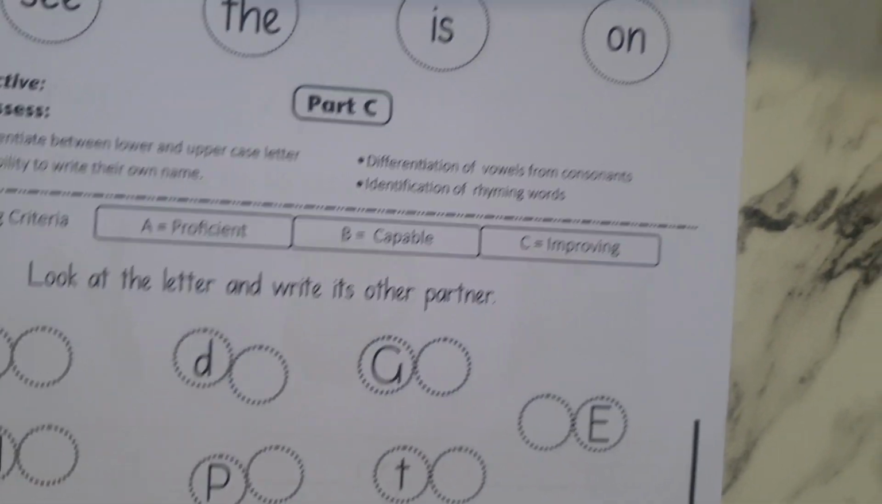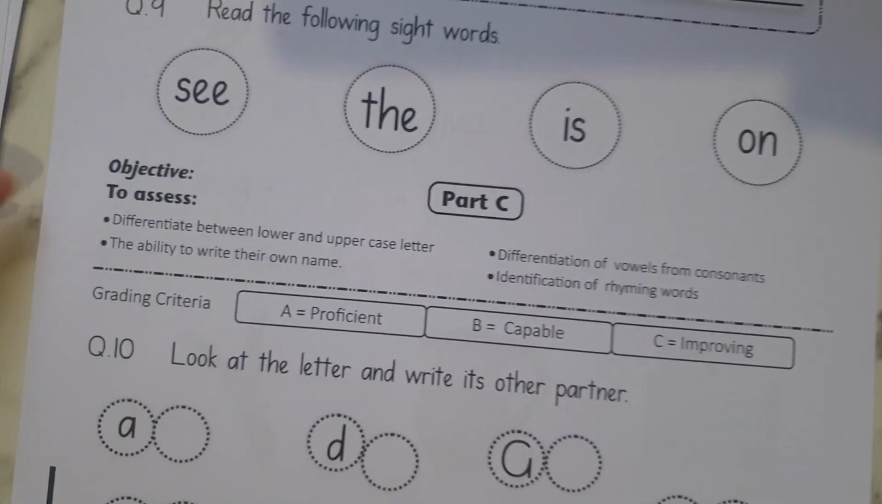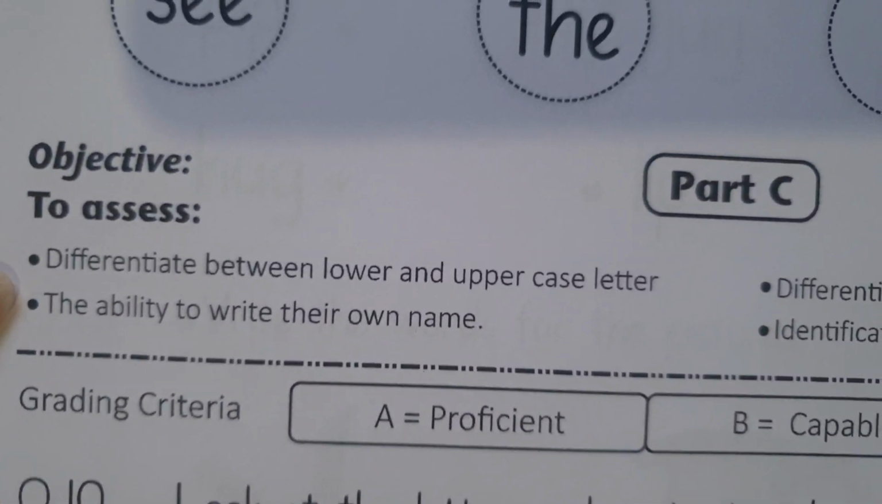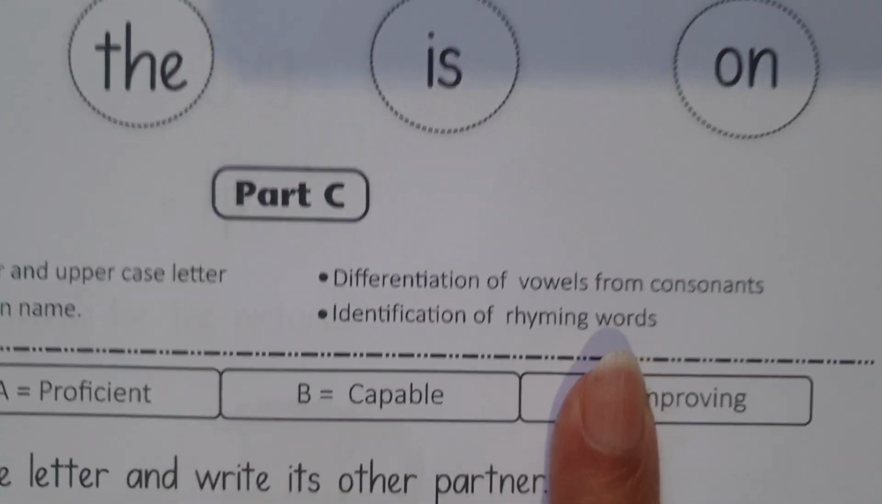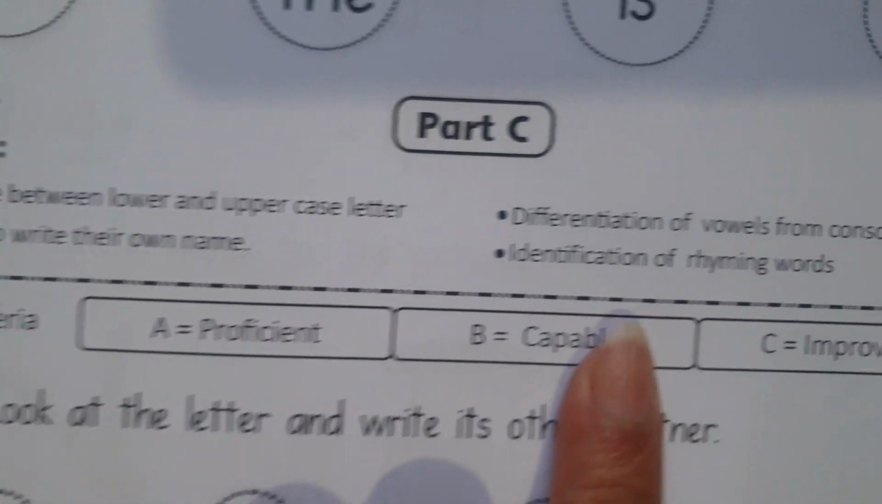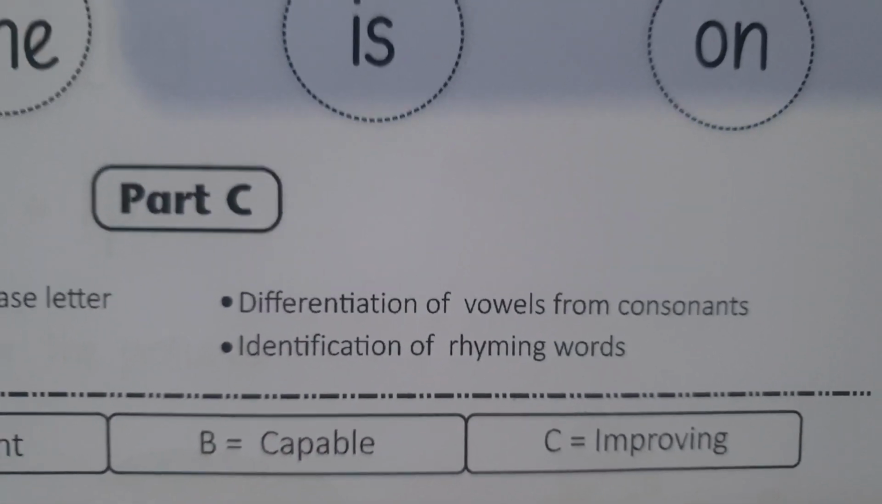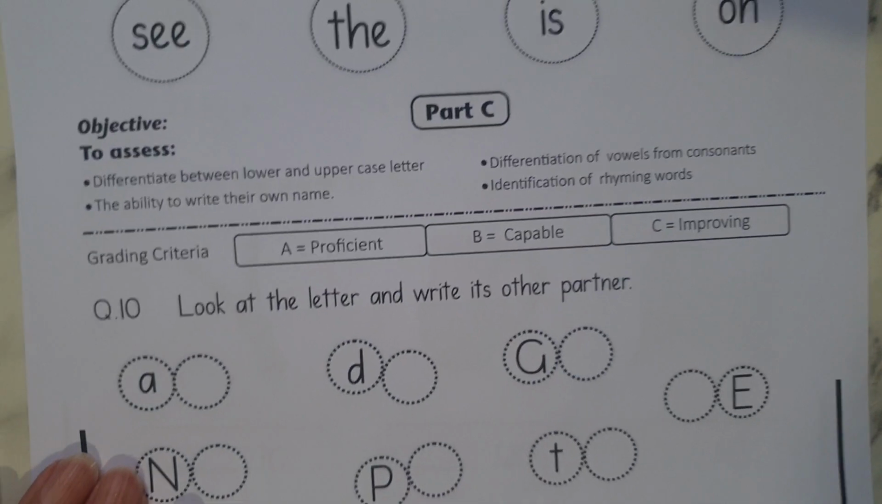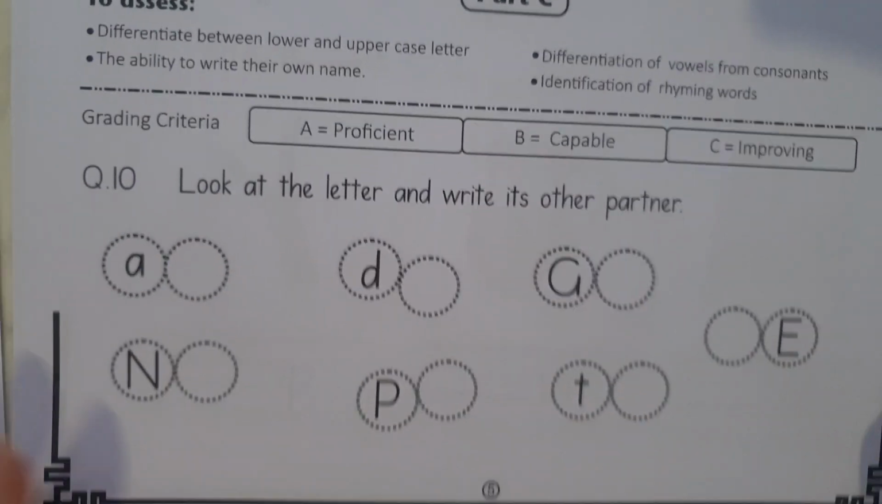Part C is for writing, and here we are assessing whether the children are able to differentiate between lower and uppercase letters, differentiation of vowels from consonants, the ability to write their own name, and identification of rhyming words. First, and the criteria is again proficient, capable, and improving. But this part has more questions in it, and I will explain to you how you will grade them.